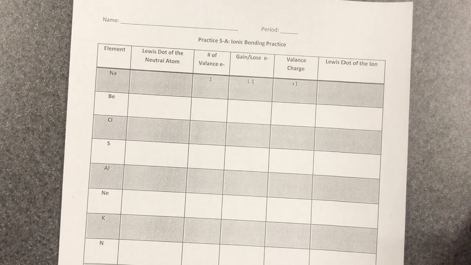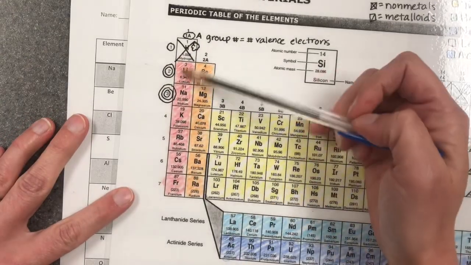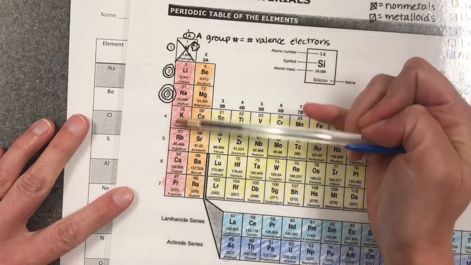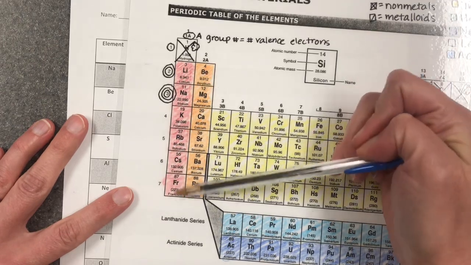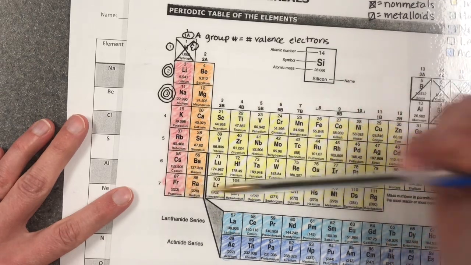Other elements want that same thing. They want 8 valence electrons, but many of them are going to have to gain or lose electrons in order to do that. So in the first example, we have sodium. Sodium is a metal. It's an alkali metal in group 1 of the periodic table. What that means is that sodium has 1 valence electron on the outside of the atom.